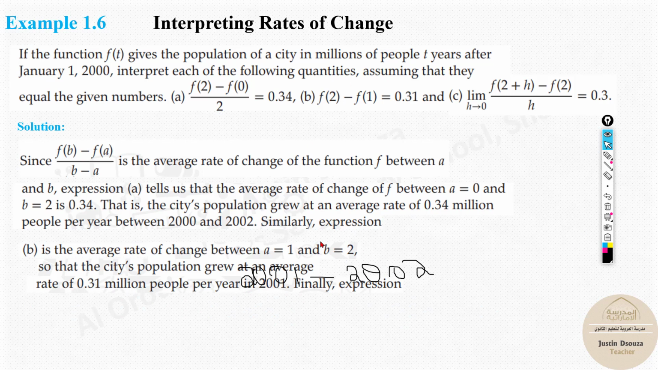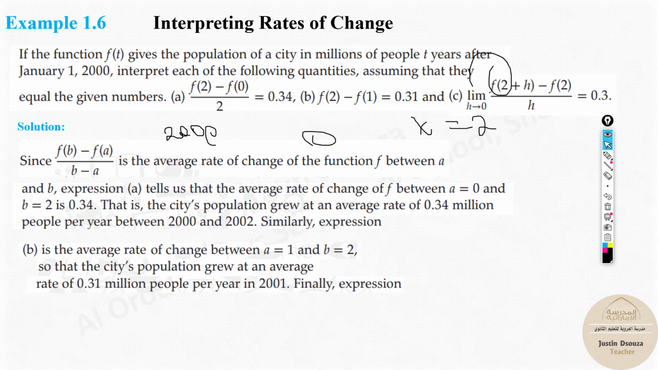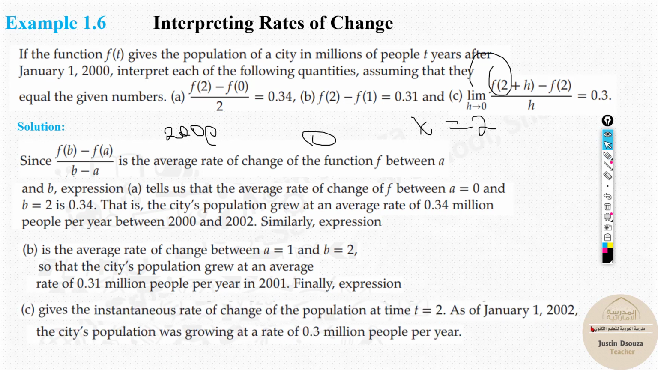And that's it. And the last one over here would be instantaneous. Since 2 is used, x equals 2, right? This a value is 2. If it was from 2000, then over here x would be 0. But since over here 2 is mentioned, it would be the instantaneous rate of change at 2002. So this is just interpreting, you're just telling what is happening. The last one is instantaneous rate of change of population at time 2, that means it's 2002 January 1st.